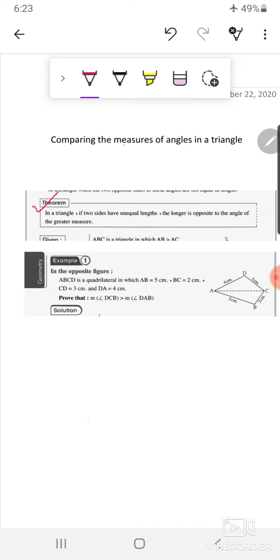If in a triangle, two sides have unequal length, then the longer side is opposite to the angle of the greater measure. Like if you have a triangle like this, which is called ABC, and I say side AB is 5 cm and side AC is 3 cm.